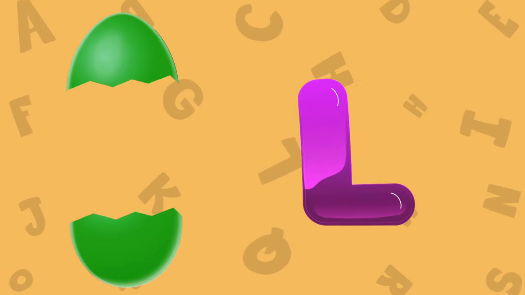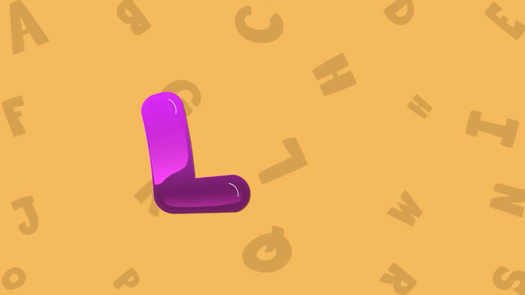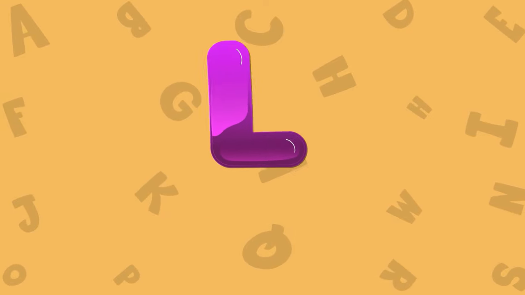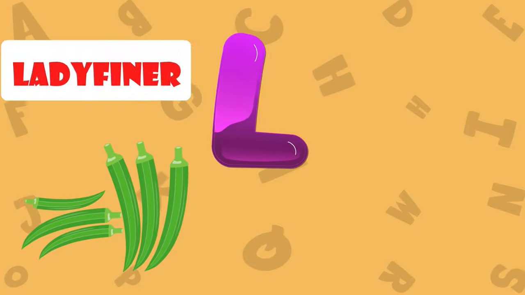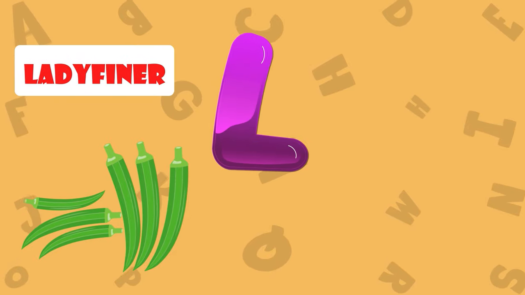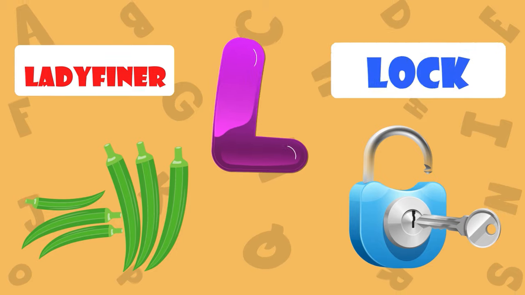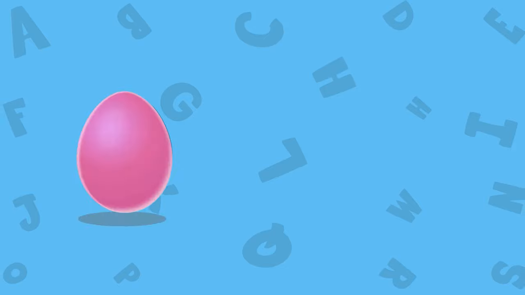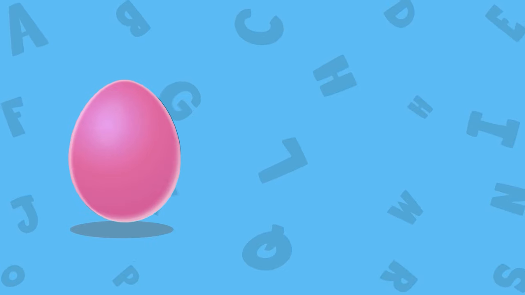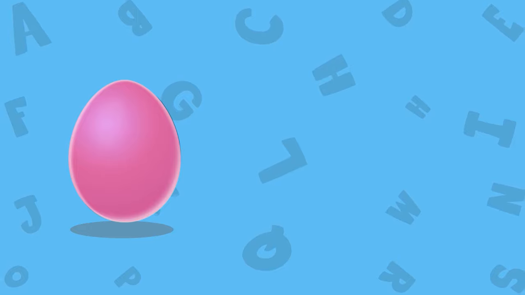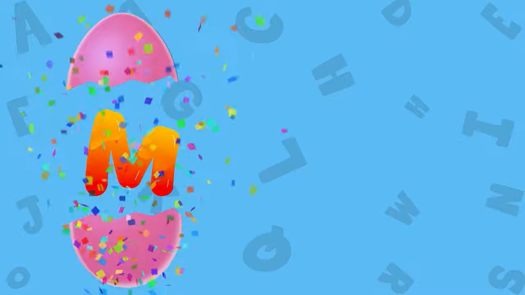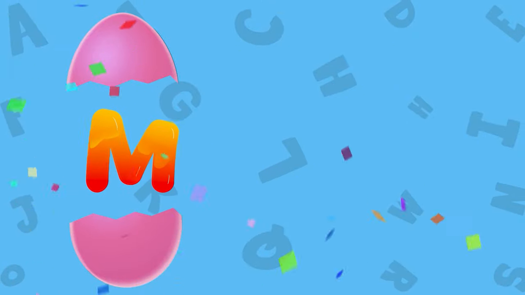Inside the green egg, there is the letter L. L is for ladyfinger. L is for lock. Now let's open the purple egg and see what's inside. Open, open, open. Surprise! It's a letter M.